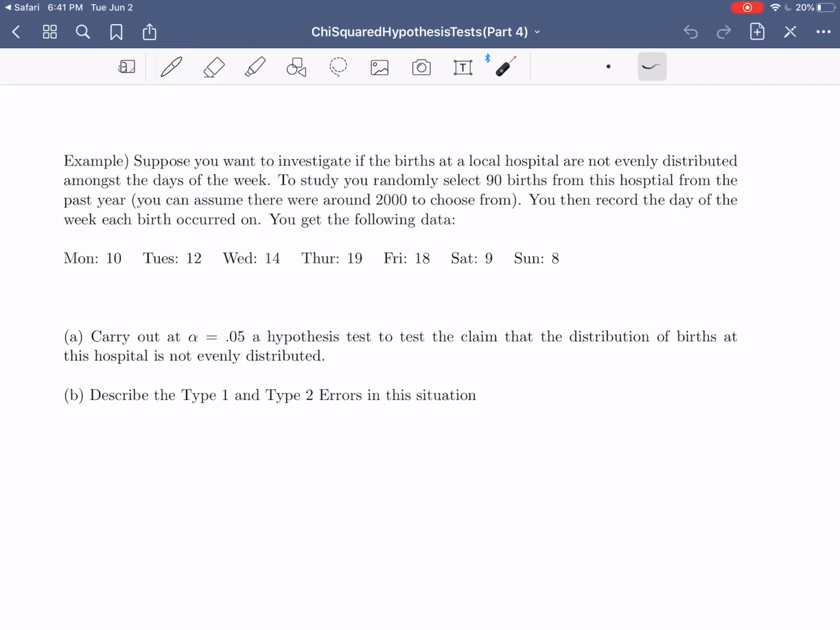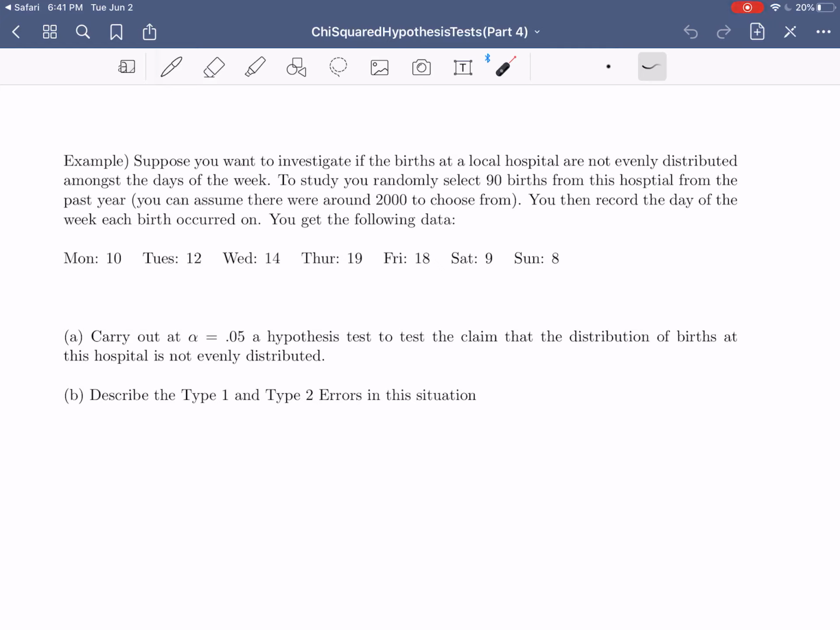So we're going to take as an example, if you want to investigate if the births at a local hospital are not evenly distributed amongst the days of the week. Notice that if everything's normal, the chance that you're born on any day of the week should be equally likely, right? In other words, as a baby, you would have no idea whether it's a Monday, Tuesday, Wednesday, Thursday, Friday, Saturday, or Sunday. Each day would be an equally likely chance to be born on. But if something weird is going on, then maybe it's not evenly distributed.